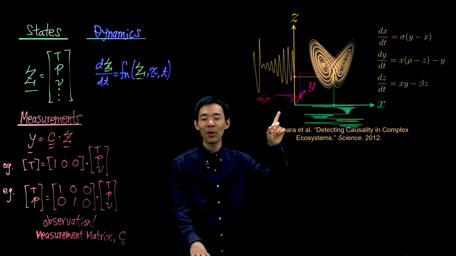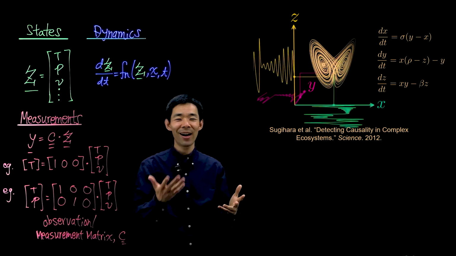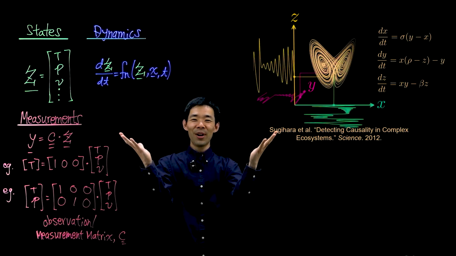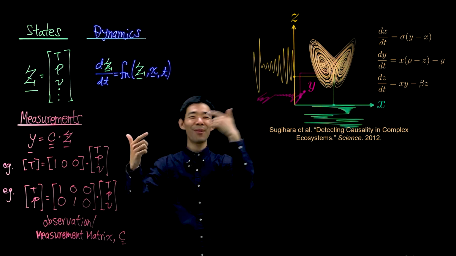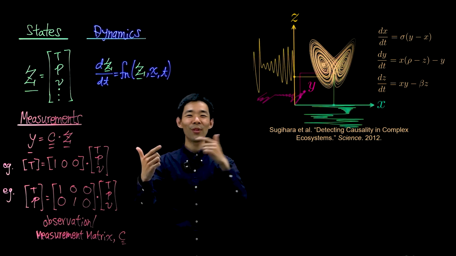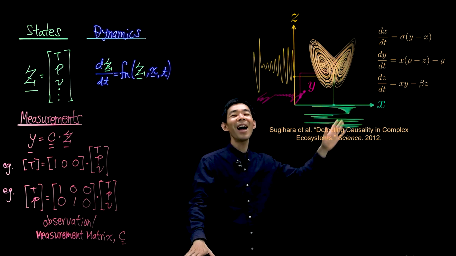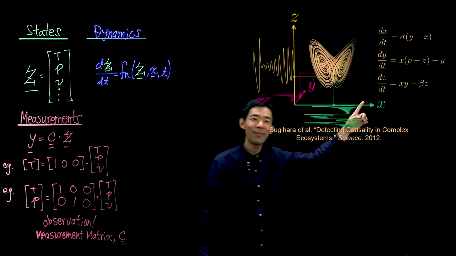Same situation here. We have a very complicated nonlinear chaotic system. It's got butterfly wings, right? They kind of have chaos because you can't really predict when they switch between the two different lobes. And you don't have measurements of x, y, and z. You only have measurements of x.